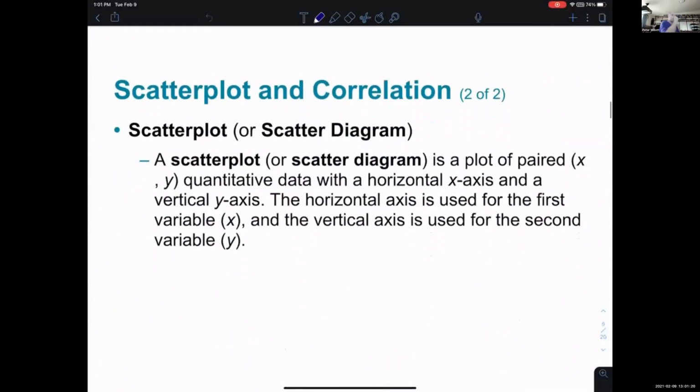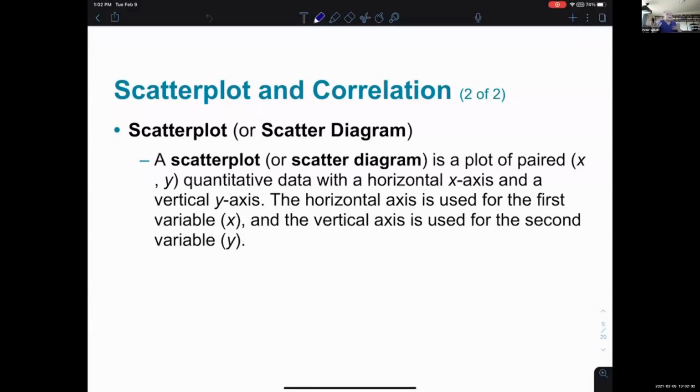No graph yet. So they're going to define what the graph is that allows us to then investigate these points of paired data. When you graph the X and Y values of the pairs of data values that you've collected onto an X-axis and a Y-axis, or maybe a height axis and a weight axis, as an example, then that creates what's called a scatter plot. A scatter plot is a plot of paired X and Y quantitative data. Quantitative means numerical, a horizontal X-axis and a vertical Y-axis. And the horizontal is used for the first variable and the vertical axis is used for the second variable.